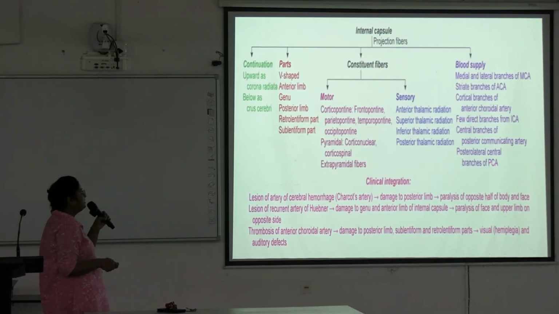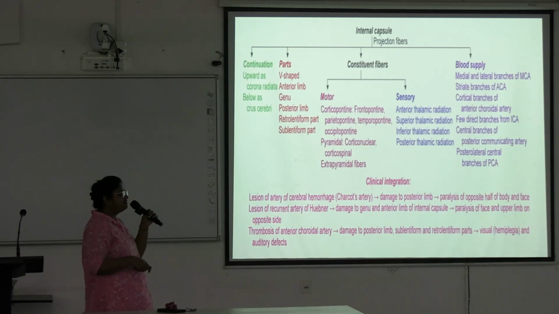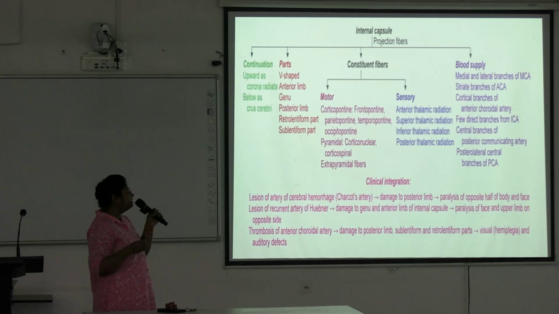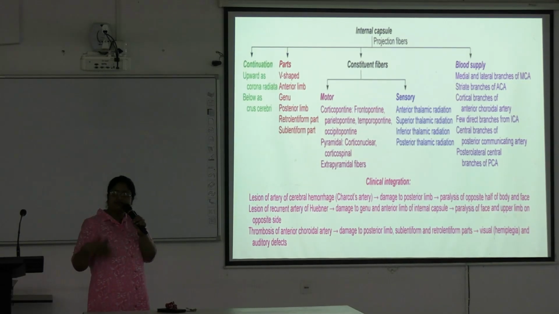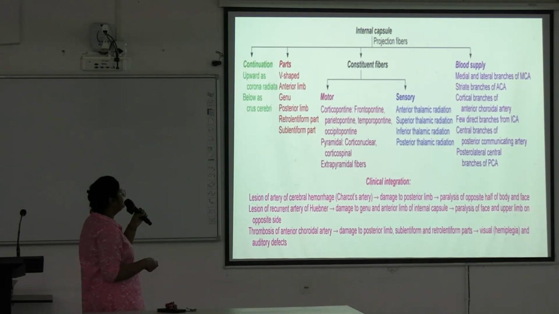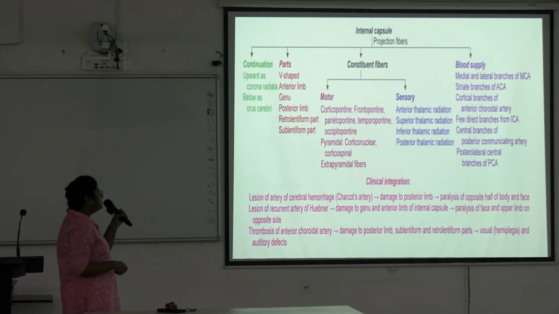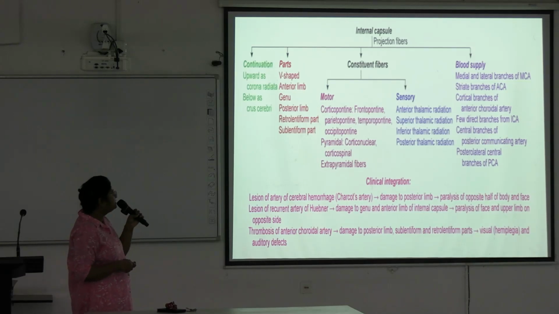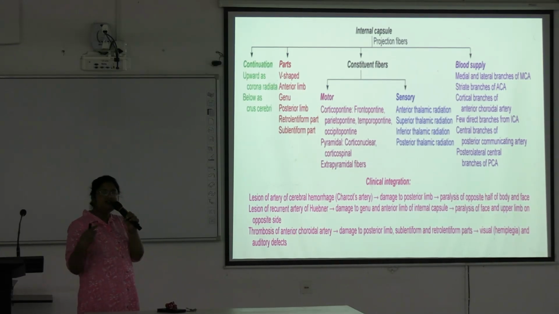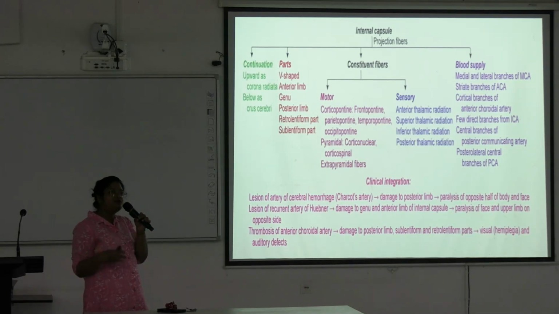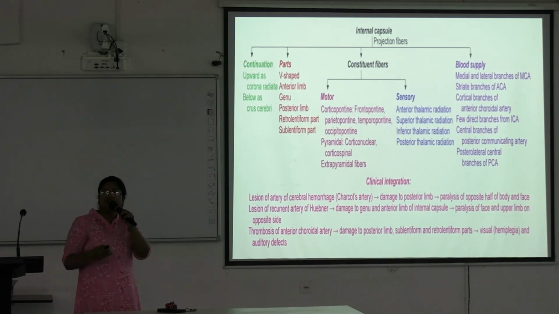And these arteries are important because there is a chance of hemorrhage in case of rupture of these arteries, and that will lead to damage to the fibers passing through the internal capsule, and there will be paralysis in the patient. Okay. So in case of stroke patients, you have to consider the involvement of the arteries and that part of the internal capsule, and it will lead to these types of symptoms. According to the fibers involved, there will be symptoms in the patient.